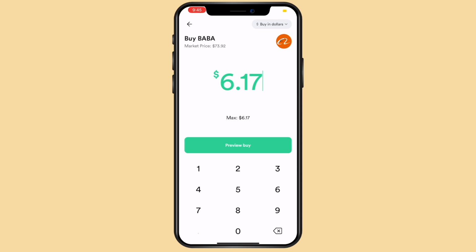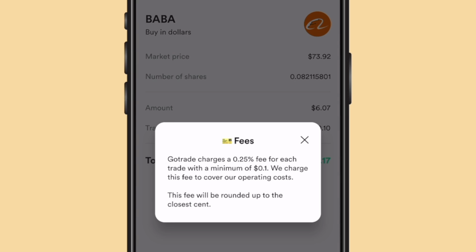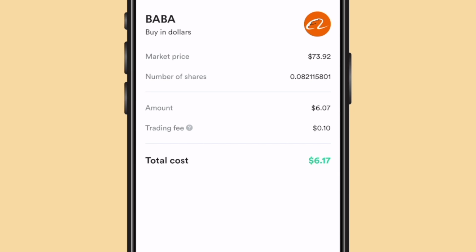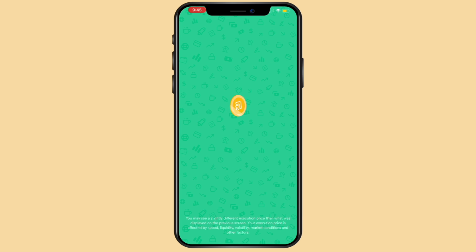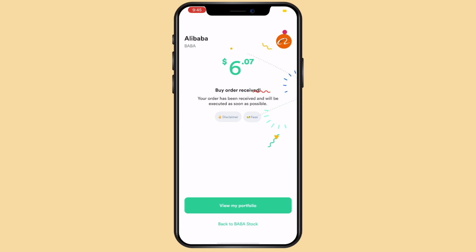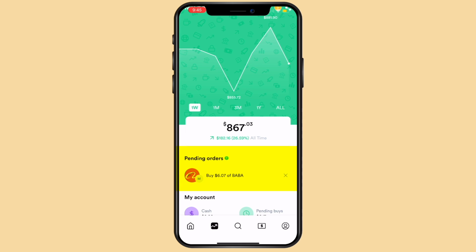Okay, $6.17. Click preview buy. Here's a summary. Meron trading fee na 0.25% with a minimum of $0.10. Kaya total investment amount is only $6.07. Ayan, so we've placed the order and makikita natin dito yung pending order ng BABA or Alibaba shares natin. So after that, hintayin lang natin na ma-place yung order and there, we've already bought some stock.